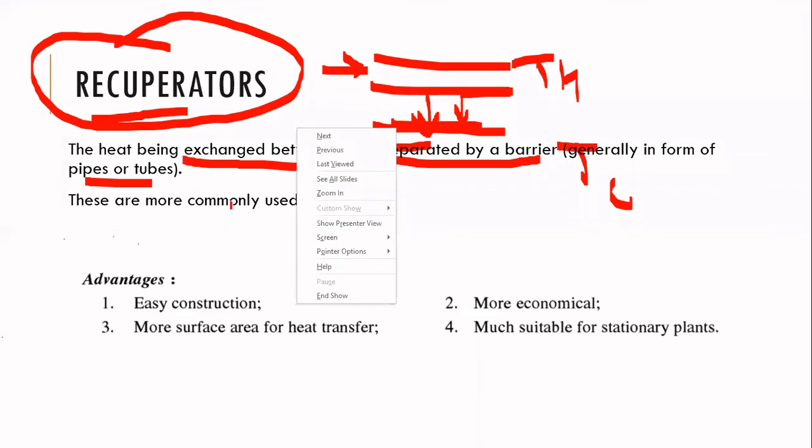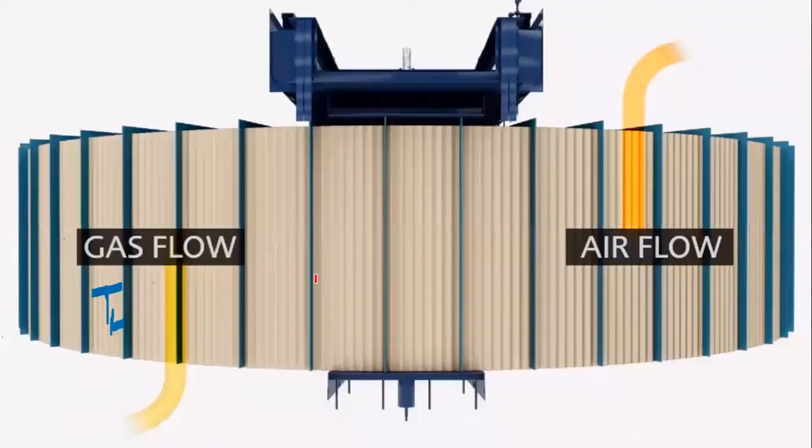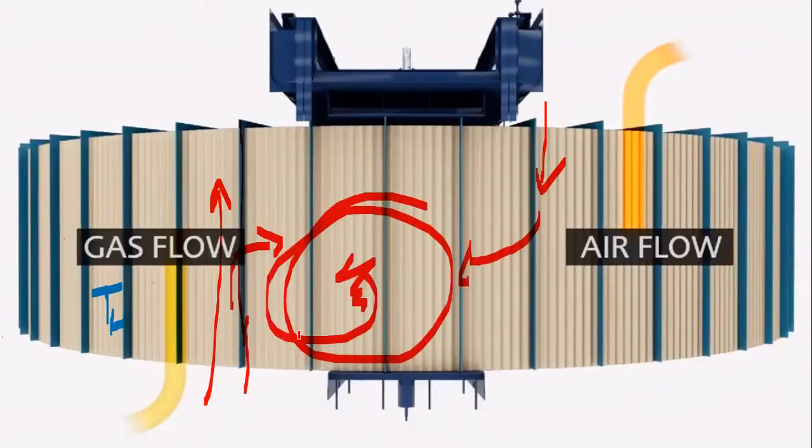Now, one of the major disadvantages of this regenerator was that mixing of fluids might take place. Though we are introducing these guiding vanes, which will govern the flow of gas in this particular direction, and air will be flowing in this particular direction, some gas might be leaking like this, and some air might be leaking like this. There will be some mixing of these two fluids.